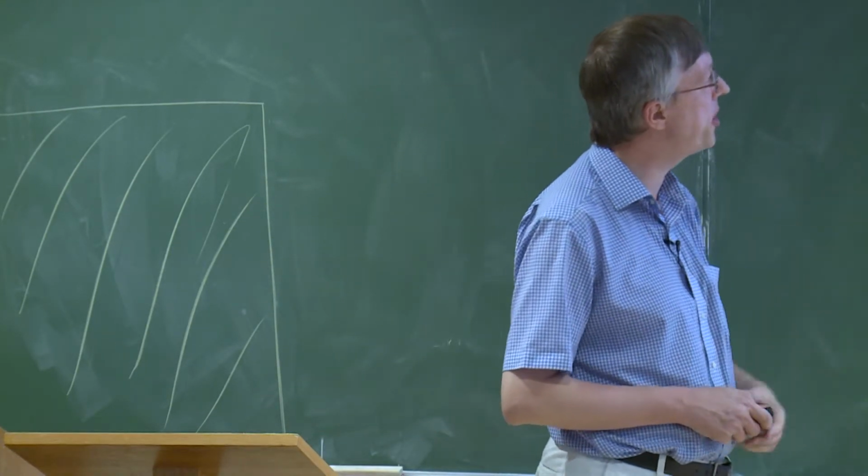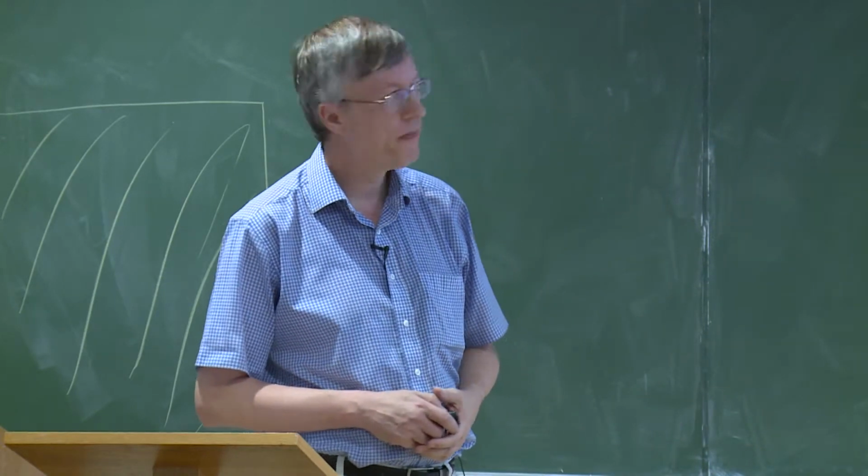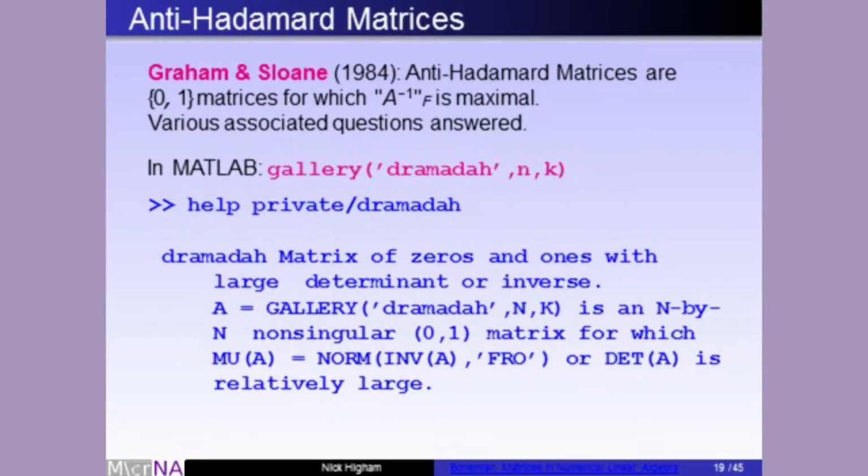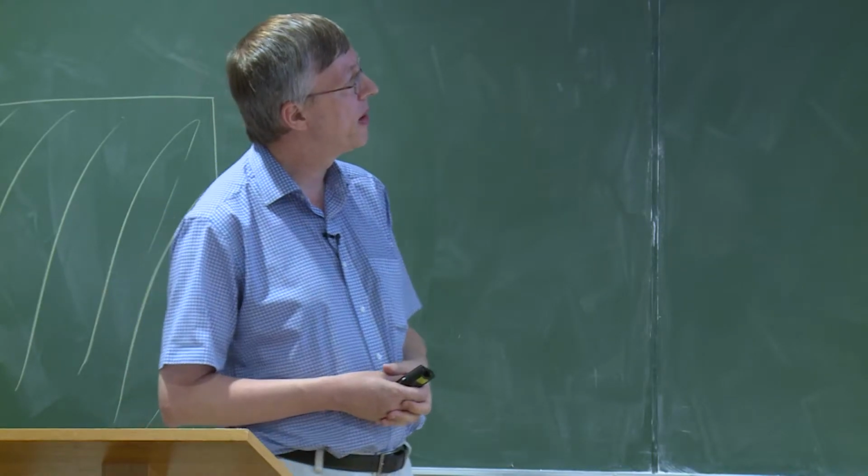So there's a detailed explanation in that article there. Paper by Graham and Sloane. They talk about anti-Hadamard matrices. So a Hadamard matrix is a matrix with elements -1 and 1 whose columns are mutually orthogonal. So an anti-Hadamard matrix, as they define the idea, is a 0-1 matrix for which the norm of A inverse is maximal. That's just a rough definition because they also try to maximise determinants as well in that paper.